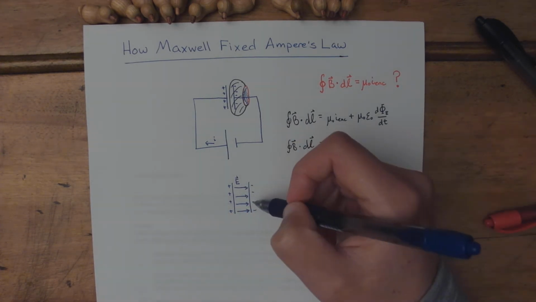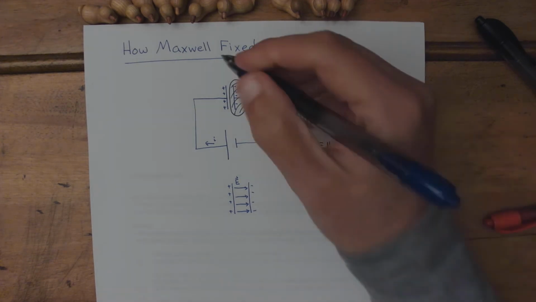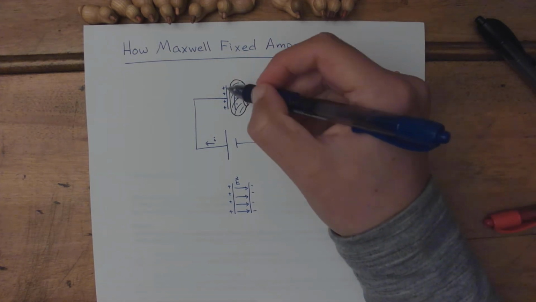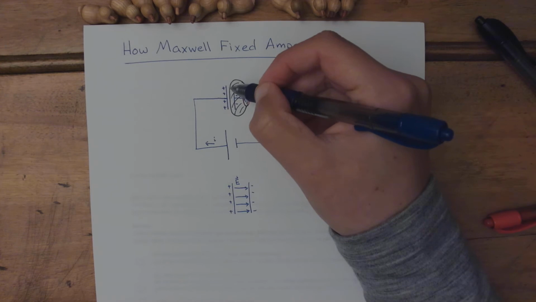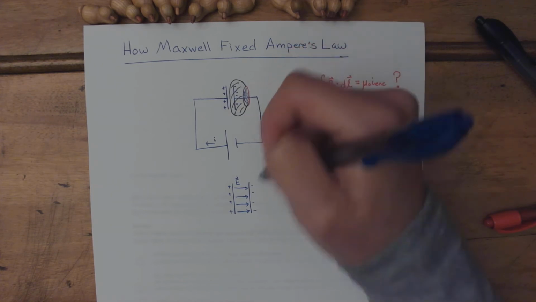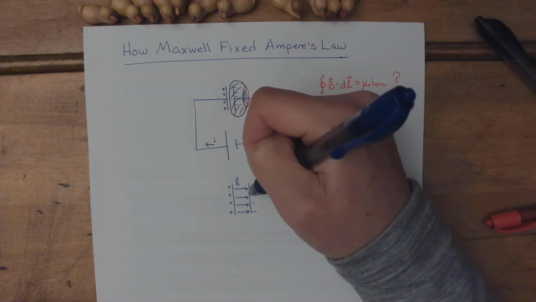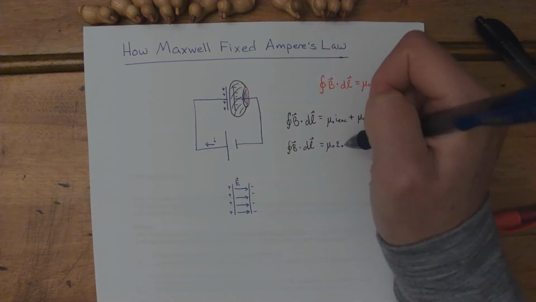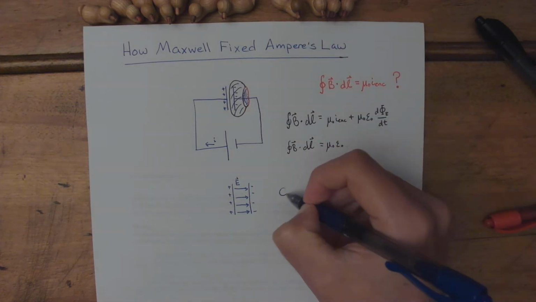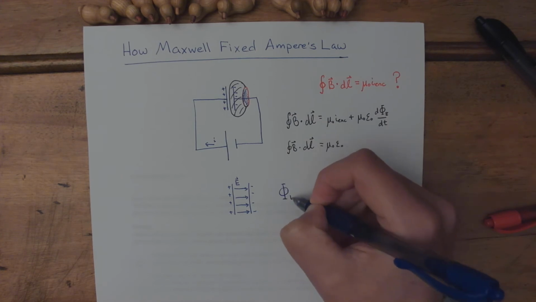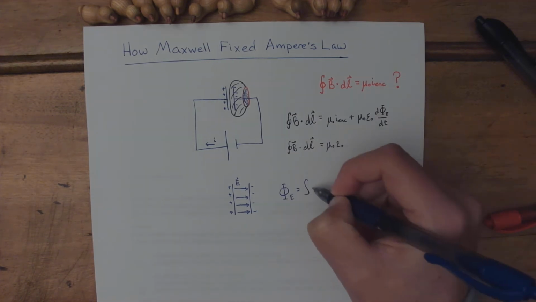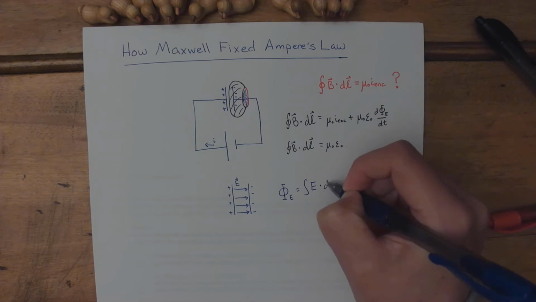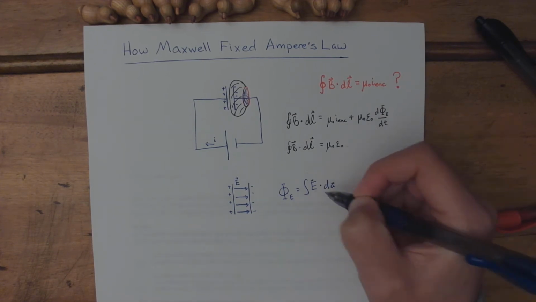In the region between the two plates, we will ignore what happens right at the edge of the plates, and we'll say we have an electric field in this region, and then outside of the parallel plates we have no electric field. So the area that we would use for the flux, remember that, the flux would be the integral of E dotted with dA.